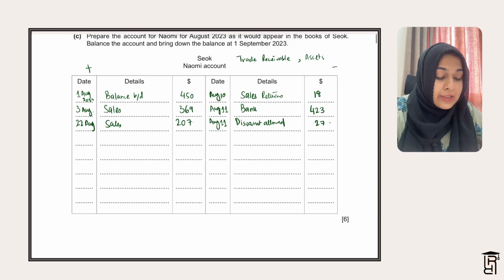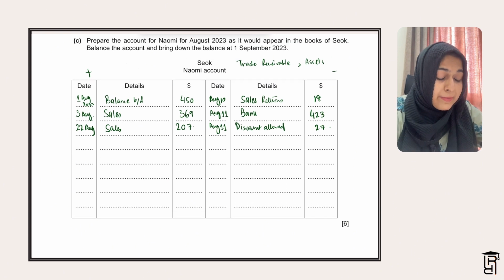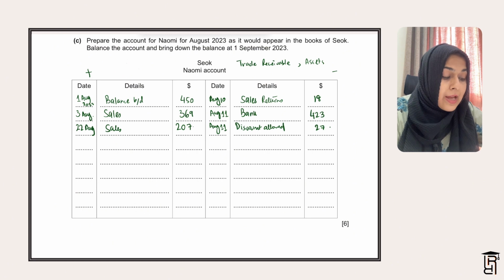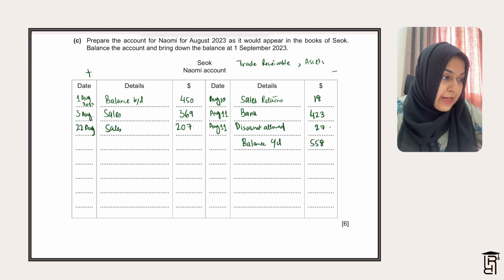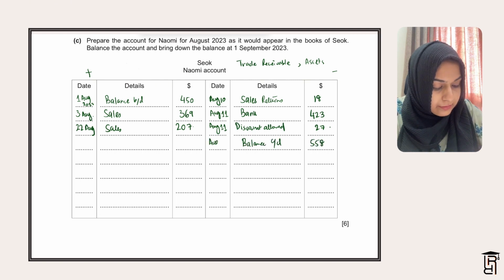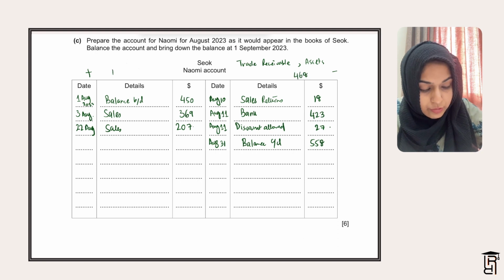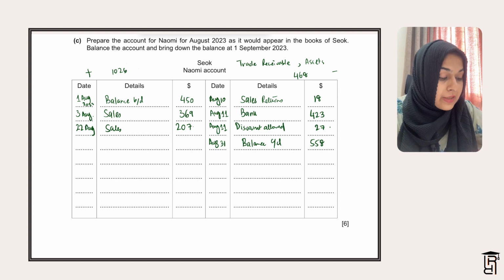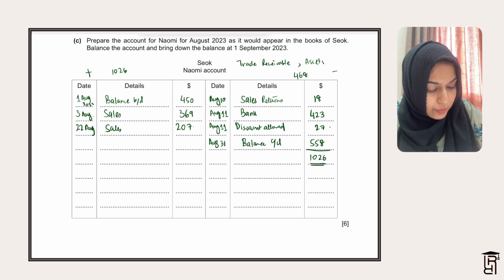And then you need to calculate the balance carried down. Of course, the balance carried down is always calculated by subtracting the total of the light side from the total of the heavy side. The heavy side in this case is the debit side, and the light side is the credit side. You get a balance carried down of 558 here, and this will be August 31. So basically this total was 468, this total was 1026. So 1026 minus 468 gives you 558 balance carried down, and you total this account 1026 on both sides. And this balance carried down basically becomes your balance brought down.